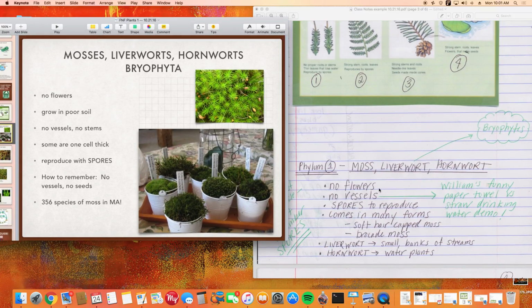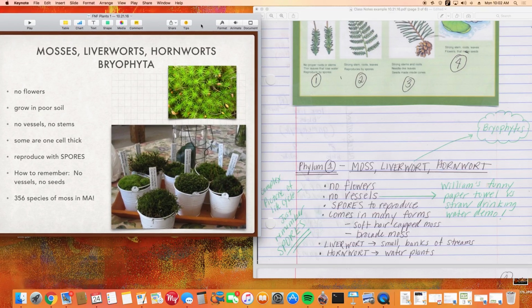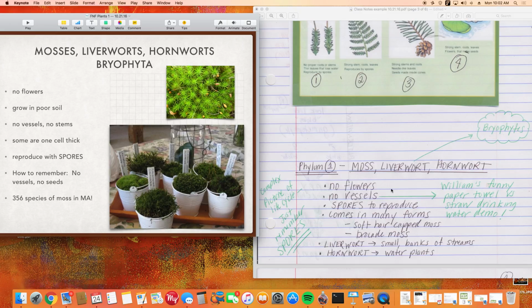So phylum number 1 was mosses, liverworts, and hornworts. Those used to all be known together as bryophytes. Now we have things like superphylums and subphylums and all kinds of things as we've started to classify things. If you see a bryophyte written down somewhere, that's what this is. So what are bryophytes, or mosses, liverworts, and hornworts? They are a phylum of plantae with no flowers, no vessels, and spores to reproduce.